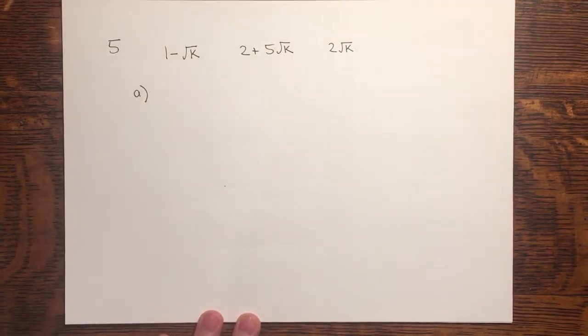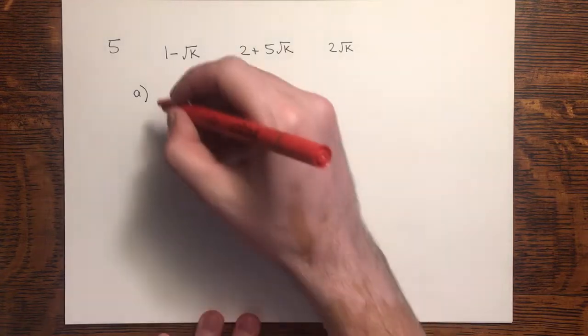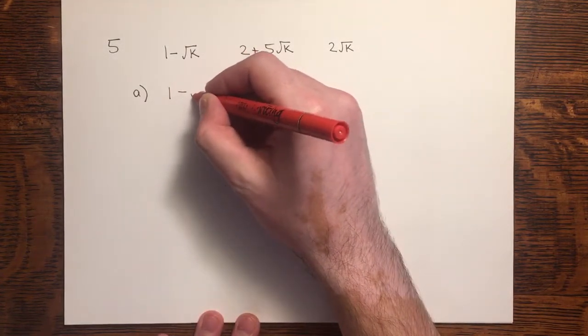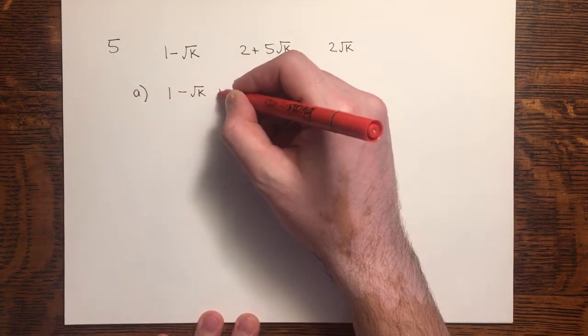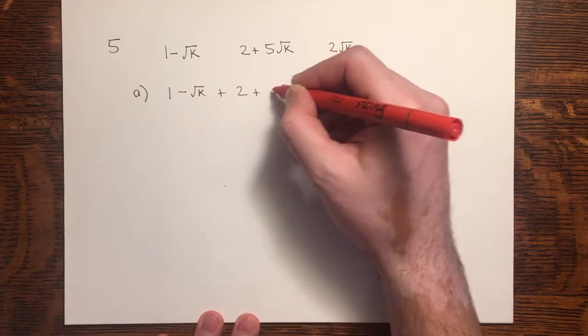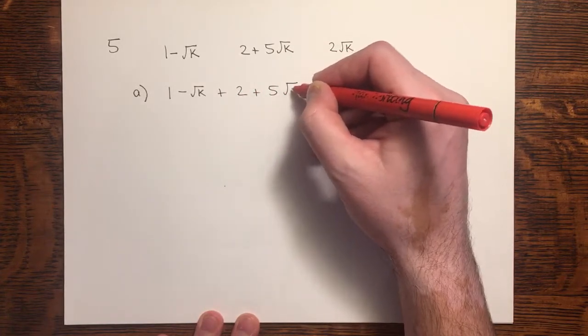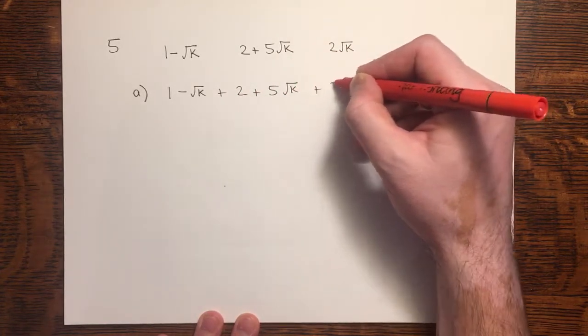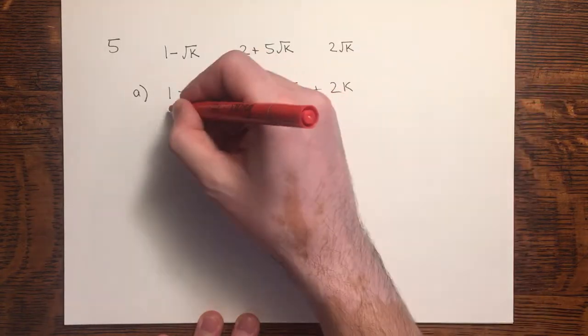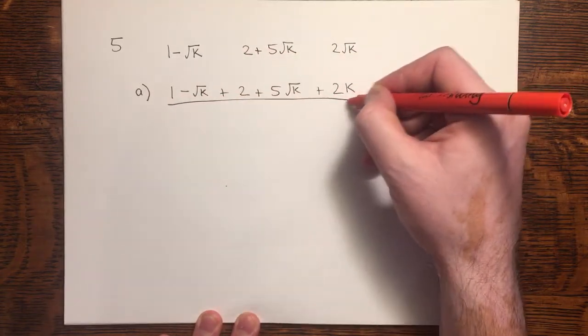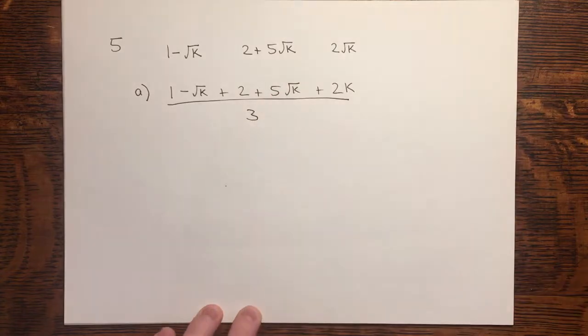Now, when we find the mean, we have to total the numbers and then divide by how many of them there are. So we'll be doing 1 minus root k plus 2 plus 5 root k plus 2 root k. And since there are three of them, we'll divide the result by 3.